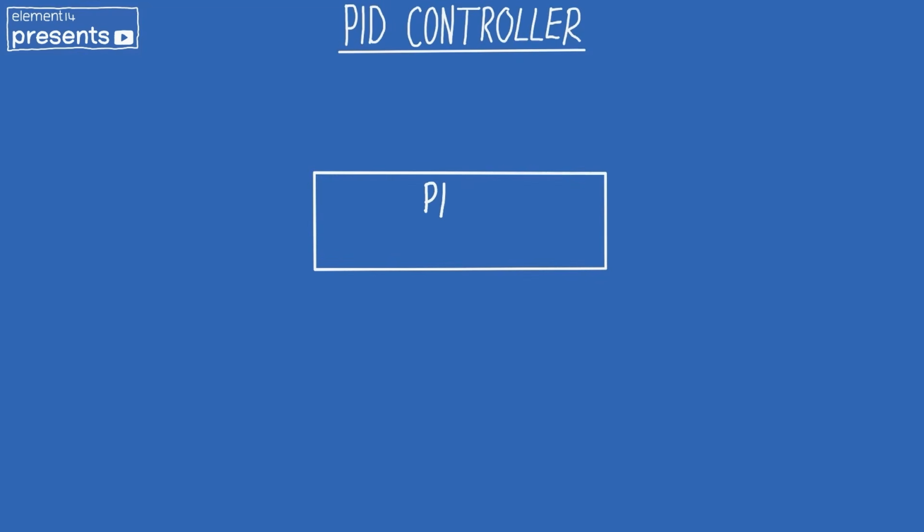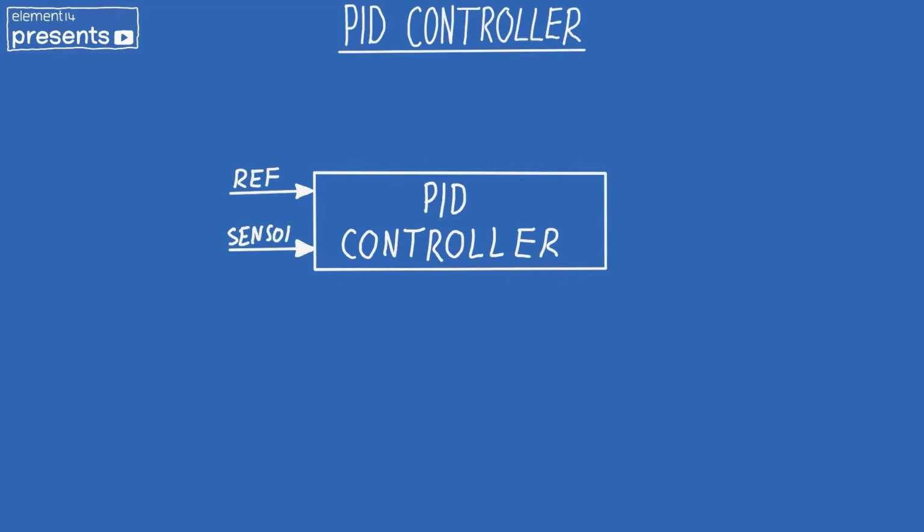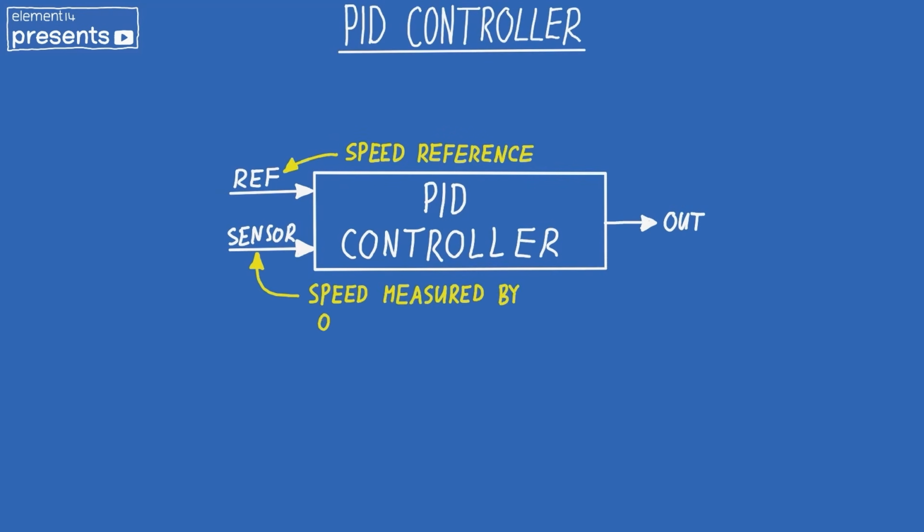Let's take a look at how a PID controller works. PID stands for proportional integral derivative, and I'll get into the specifics of each one of those later. So let's first imagine the PID controller as a black box with some inputs and outputs. Two inputs, so reference and a sensor, and just some kind of an output signal. In our case, we will give it a speed reference, the speed measured by our encoders, and a PWM duty cycle that will go to a motor drive.